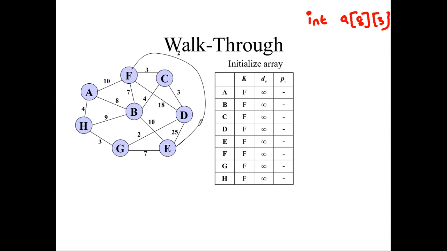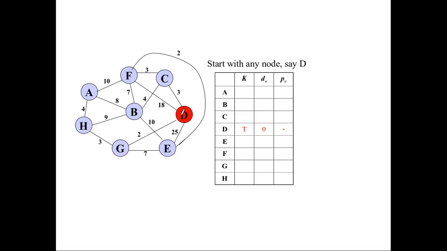Now let us start from any node. To find my minimum spanning tree for this graph, we can start from any node, but for example, we'll start from the node D. Here, I have started from node D. Whenever the circle becomes red, that implies that I have visited the node. I make it as true.